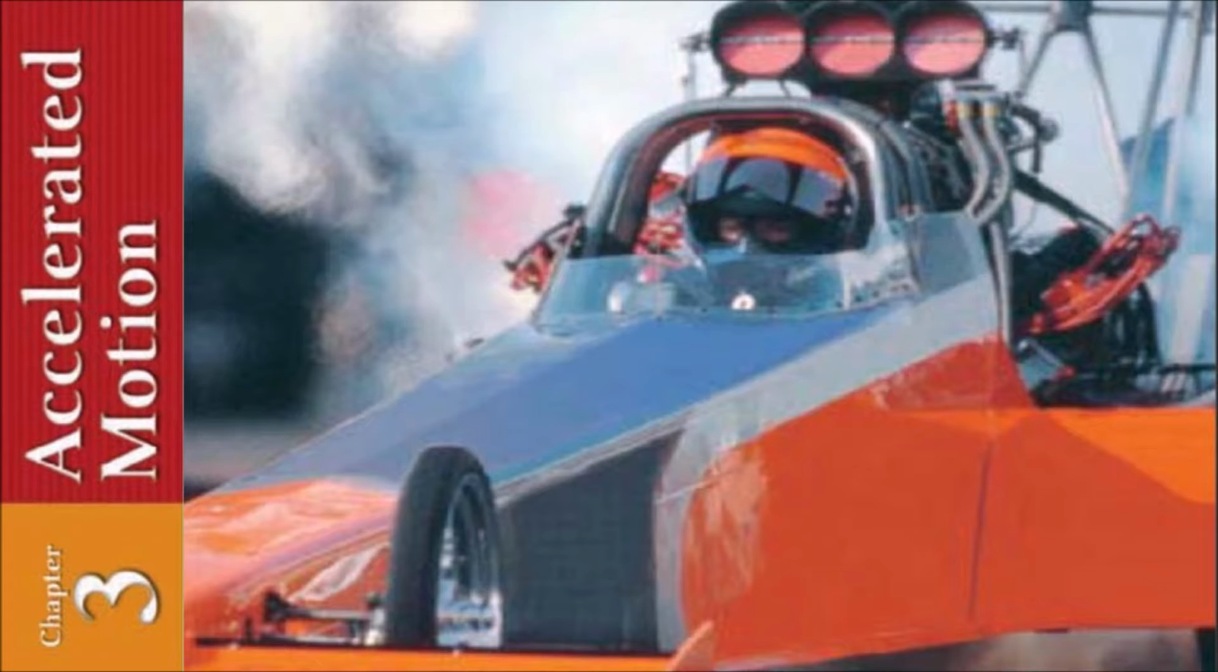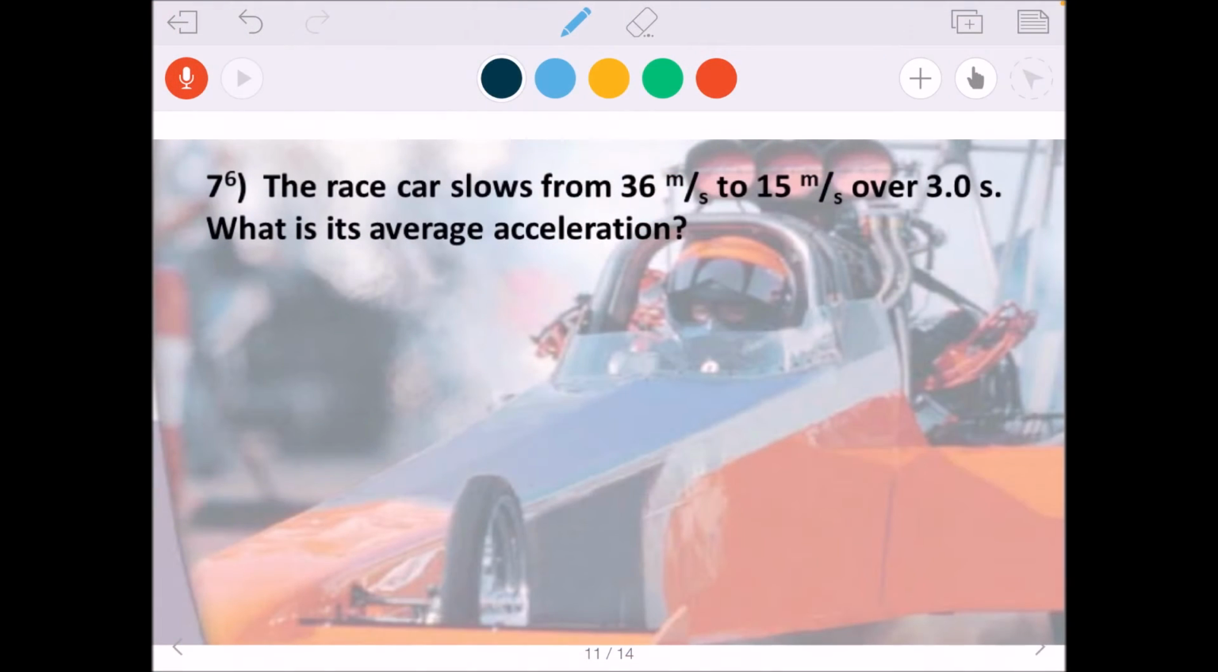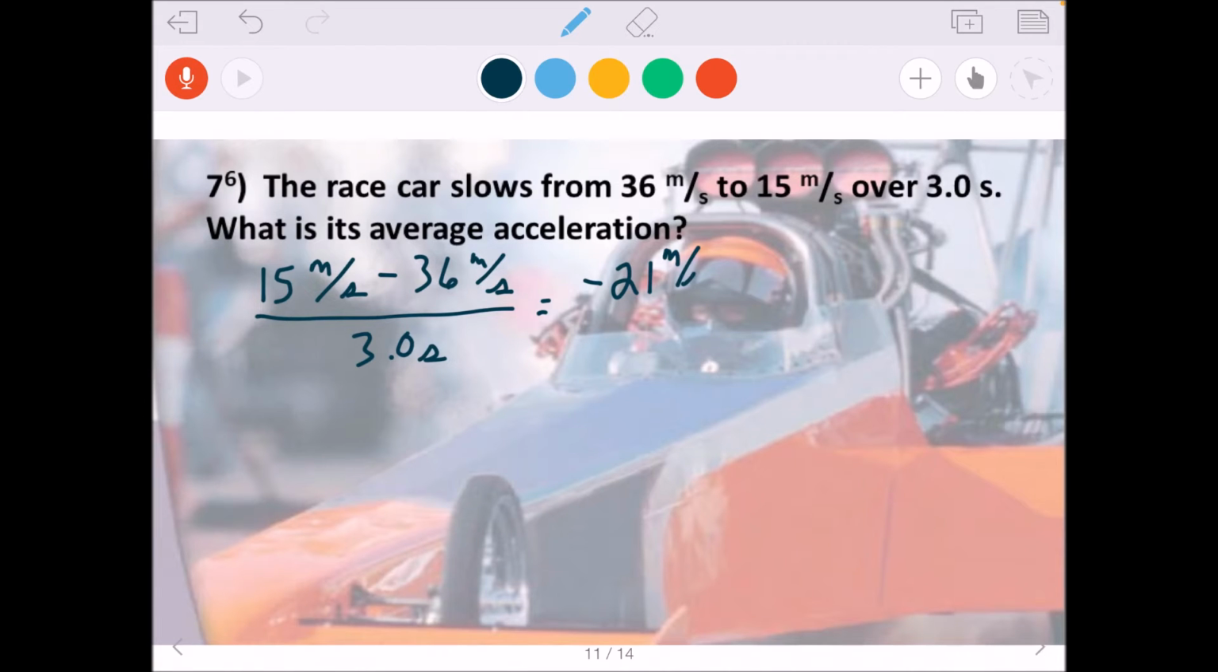have that out. Okay, so a race car slows from 36 meters per second to 15 meters per second over 3 seconds. What is the average acceleration? So we take our final velocity, subtract our initial velocity, and then we divide by our total time. This gives me a negative 21 meters per second divided by 3.0 seconds. That gives me a negative 7.0 meters per second squared.